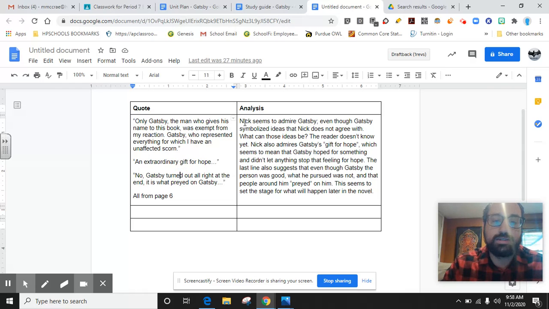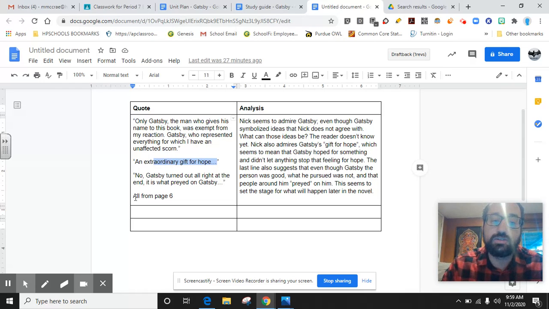Okay, then this line too. So what I say here is Nick seems to admire Gatsby, even though Gatsby symbolized ideas that Nick does not agree with. That's what's represented here. What can those ideas be? We don't know yet. So obviously Fitzgerald is trying to make us look for what these ideas could be as we continue to read. Nick also admires Gatsby's gift for hope, which we see here, which seems to mean that Gatsby hoped for something and didn't let anything stop that feeling. So he had this extraordinary capacity to hope, to not let things tear him down, and to always hope that he would be successful, that he would achieve whatever he wanted to achieve.